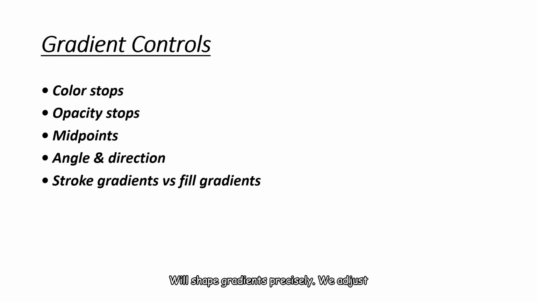To shape gradients precisely, we adjust several controls. Color stops define where colors begin and end. Opacity stops help us blend smoothly. Midpoints allow fine adjustments between transitions, and angles determine direction. Some tools even let us apply gradients to strokes, giving more stylistic flexibility.